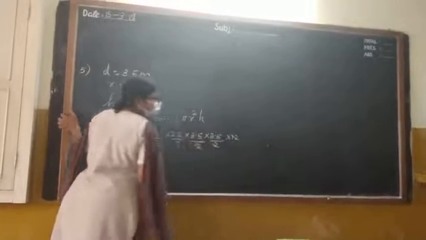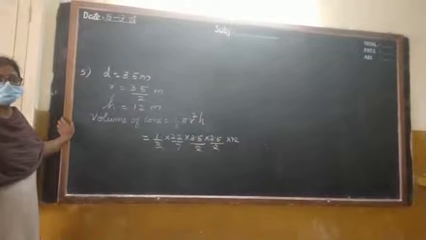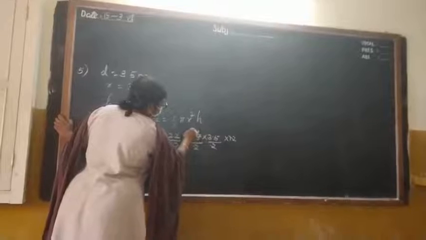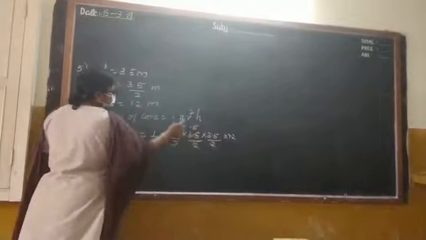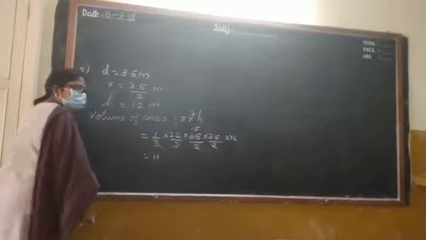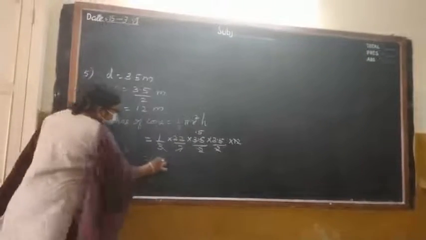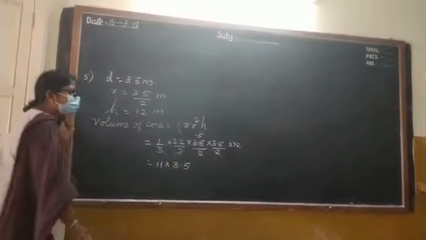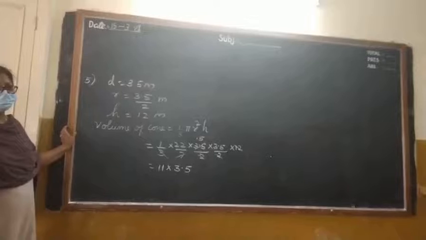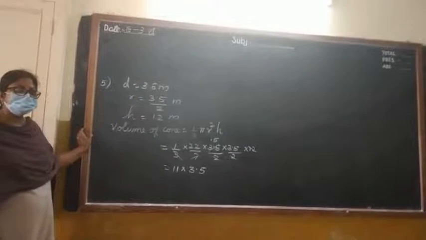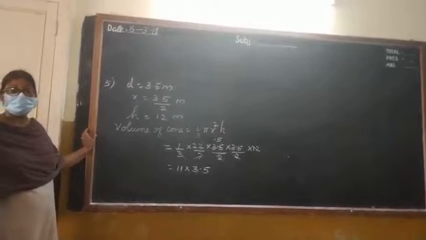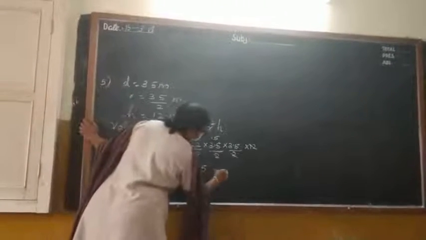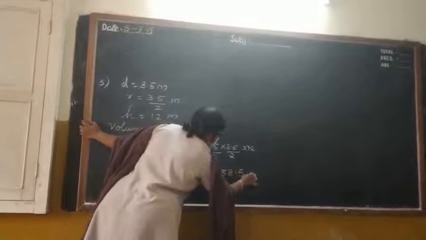This cancel. Okay? 2 into 2 into 3, that 12 cancel. 7, yeah, that's 0.5. Okay? 22 into 0.5, 11, equals to half of 22. Then multiply by 3.5. What do you get? 38.5. 38.5. It is meter cube.